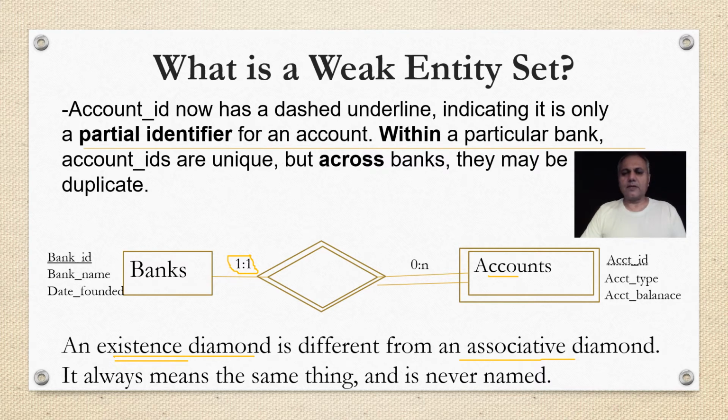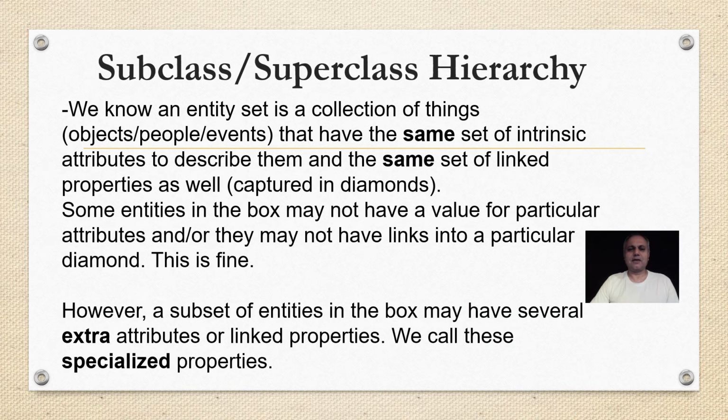Now account ID, when we draw the diagram, account ID has a dashed line now to show that it's a partial identifier for the account. In some books it's also called the unique identifier because within a particular bank it's unique. All the account numbers are unique, but across banks they may be duplicate. Okay, so we are finished with the existence dependency, which is modeled as a double diamond.